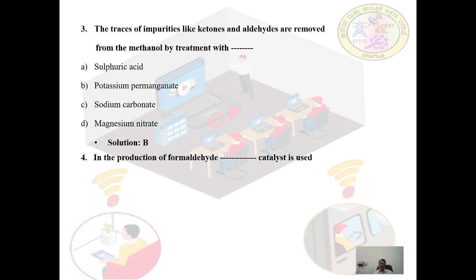Fourth question: in the production of formaldehyde, dash catalyst is used. Options are A nickel, B copper, C zinc oxide, D ferric oxide. Option C is the right answer.